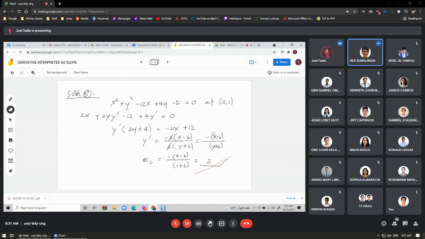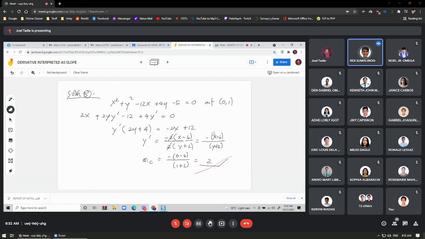And then next, we can cancel, which is the negative 2. The numerator becomes negative 2 times x minus 6, and the denominator becomes 2 times y plus 2. Then the 2 cancels. What remains is negative 1 times x minus 6 over y plus 2.